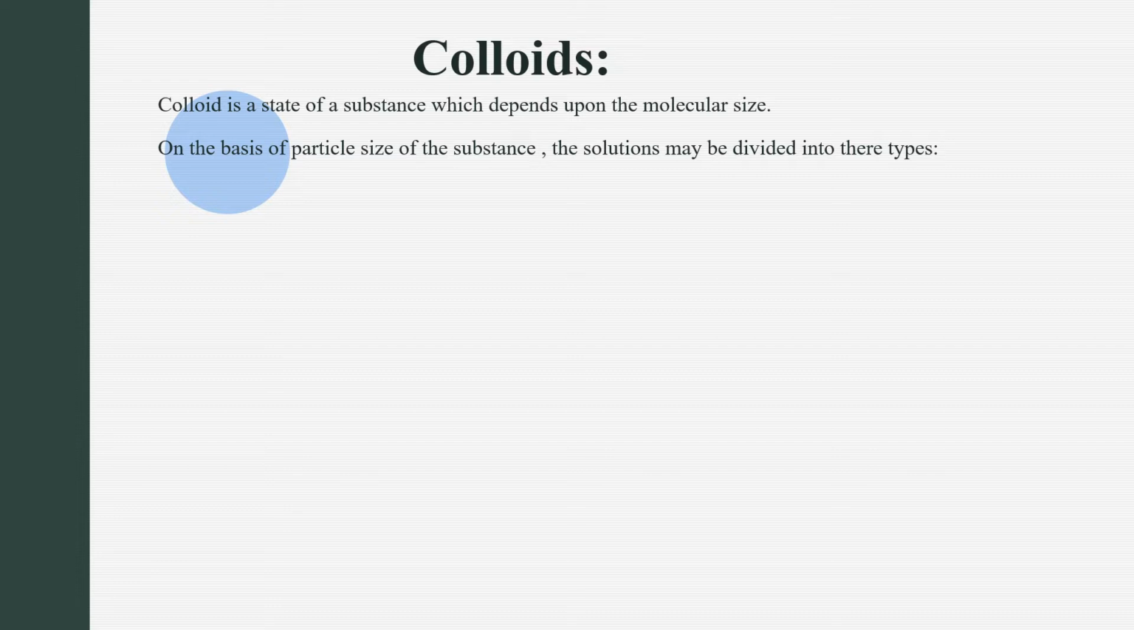Colloid is a state of a substance which depends upon the molecular size. That's too important: it is the state of a substance which depends upon molecular size. On the basis of particle size of the substance, the solution may be divided into three types. The three types are: one is true solution, second is colloidal solution, and third one is suspension.